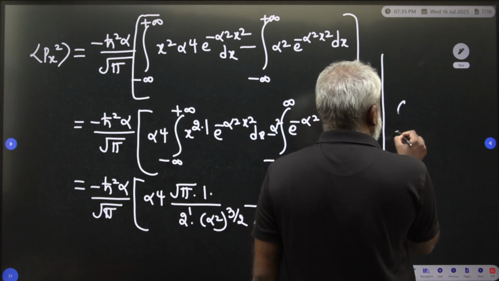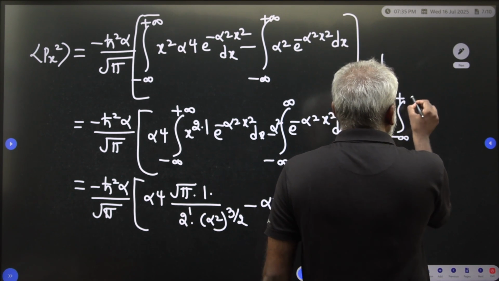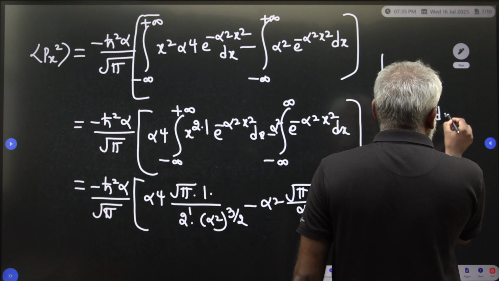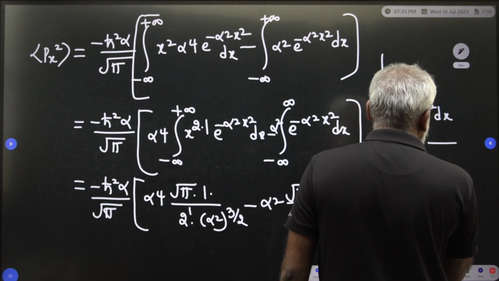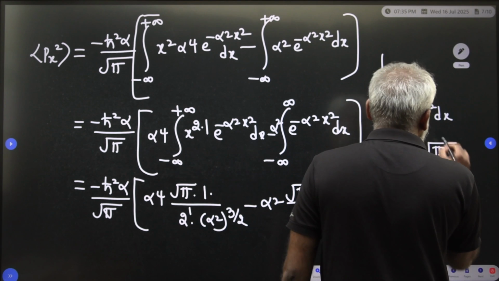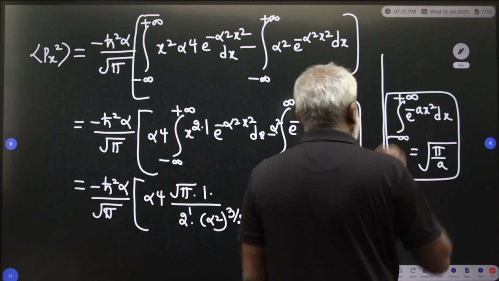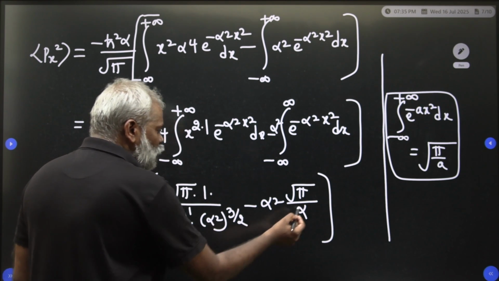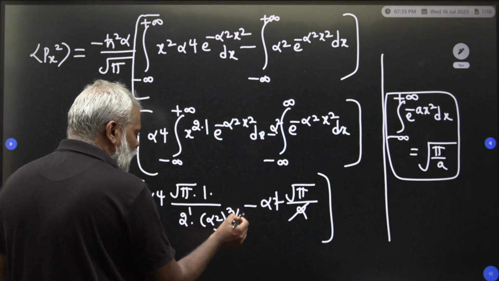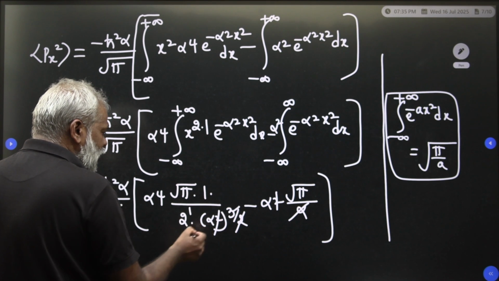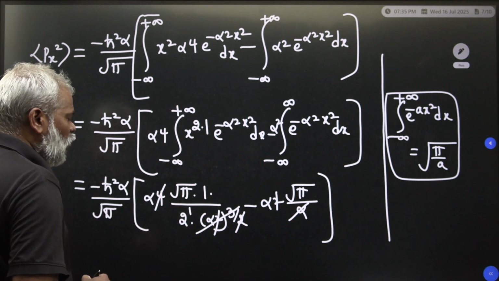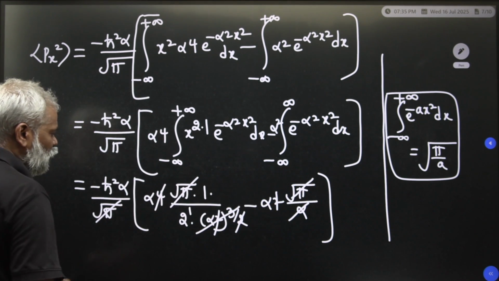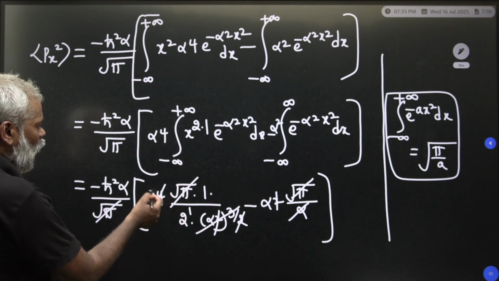What is that integration? We already know that the integral from minus infinity to plus infinity of e to the power of minus a x square dx is equal to root pi by a. This is the standard integration formula. One alpha gets cancelled, alpha square gets cancelled, alpha cube and alpha to the power of 4 get cancelled, root pi gets cancelled.